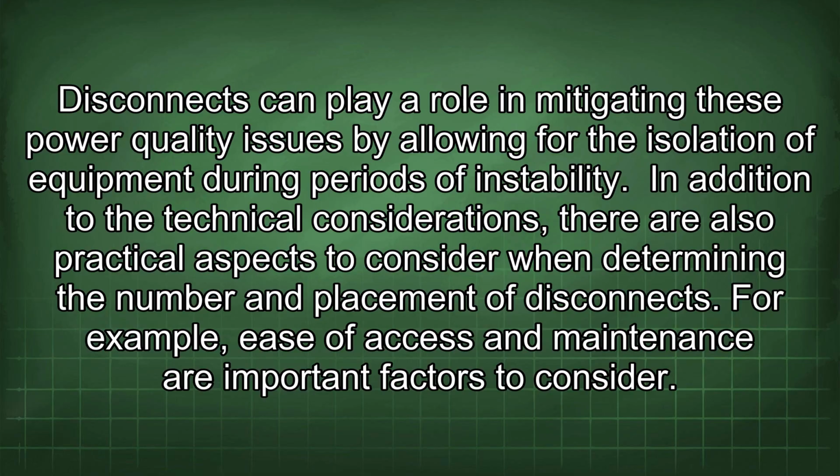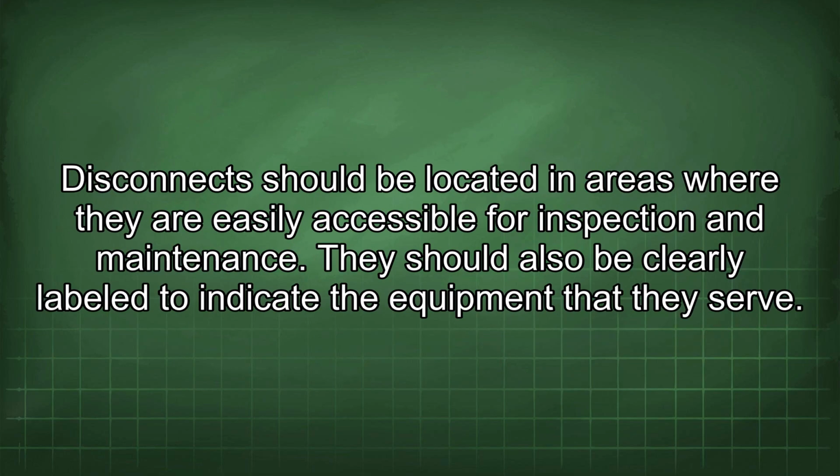In addition to the technical considerations, there are also practical aspects to consider when determining the number and placement of disconnects. For example, ease of access and maintenance are important factors to consider. Disconnects should be located in areas where they are easily accessible for inspection and maintenance. They should also be clearly labeled to indicate the equipment that they serve.